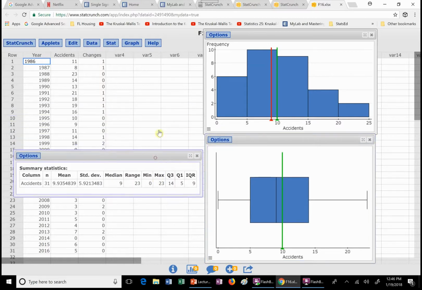Okay, so you can see that the first quartile, which is at 5, that's where the end of the box is, right? Q1 is at 5. Q3 is at 14, that's the upper end of the box. The median's at 9. The IQR, the width of the middle 50% of the data, is 9.